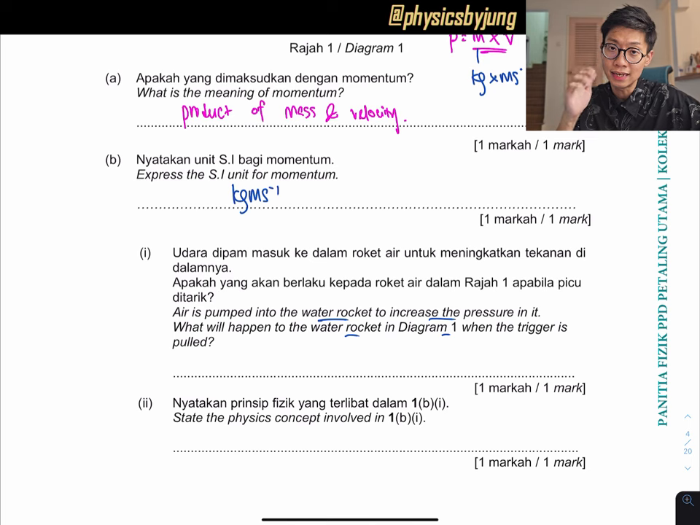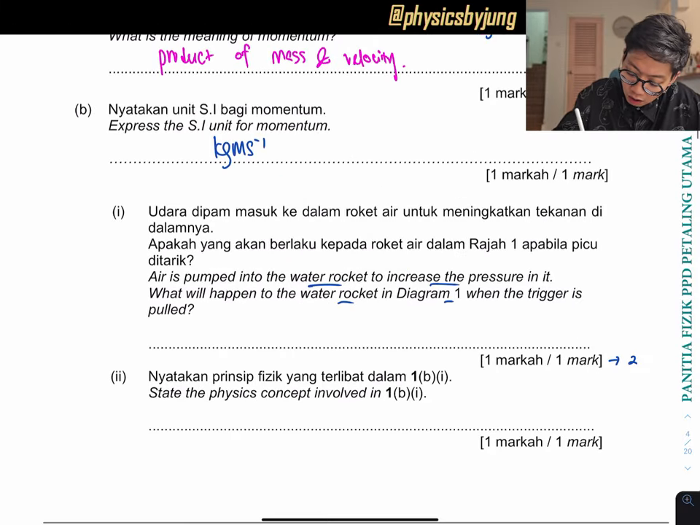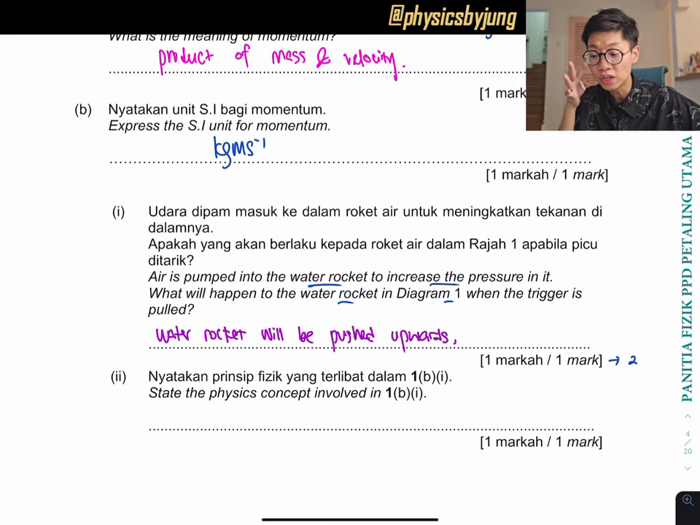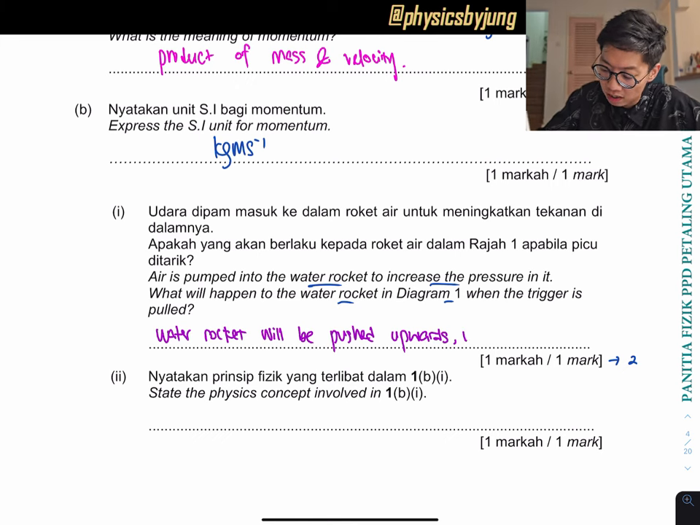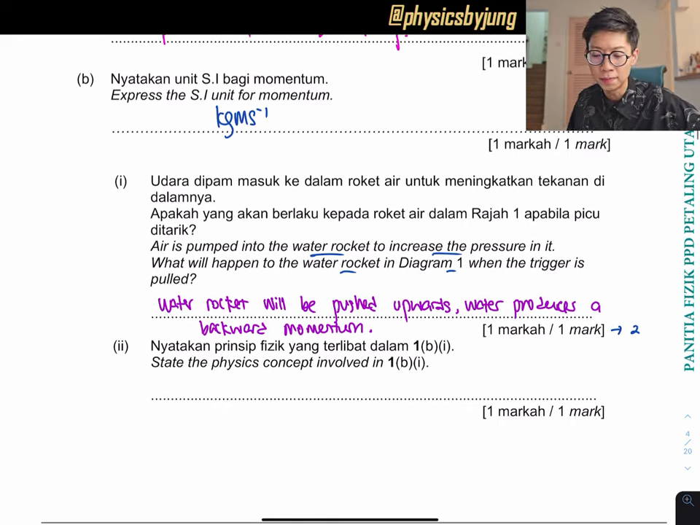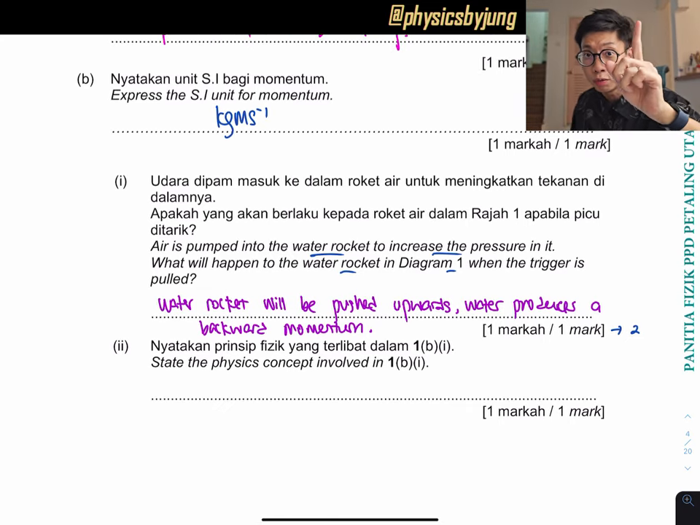Usually in SPM, this question can range anything from 1 to 2 marks. So when we look at this question, we will say that the water rocket will be pushed upwards. Why? If this is a 2 marks question, we say why? Because the water produces a backward momentum. So therefore, your water rocket will be pushed upwards, which means it is pushed forwards.